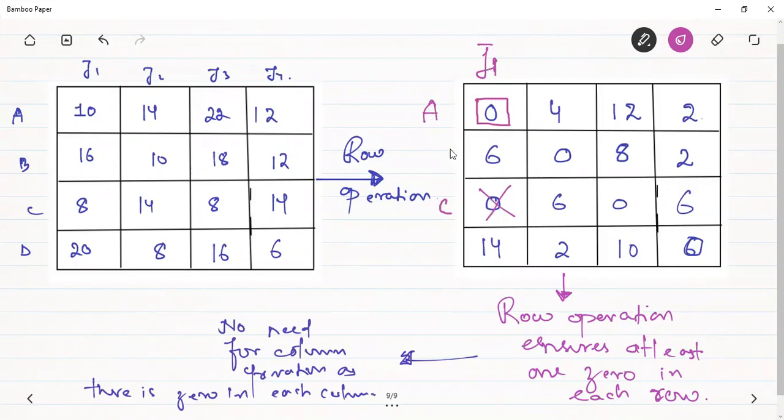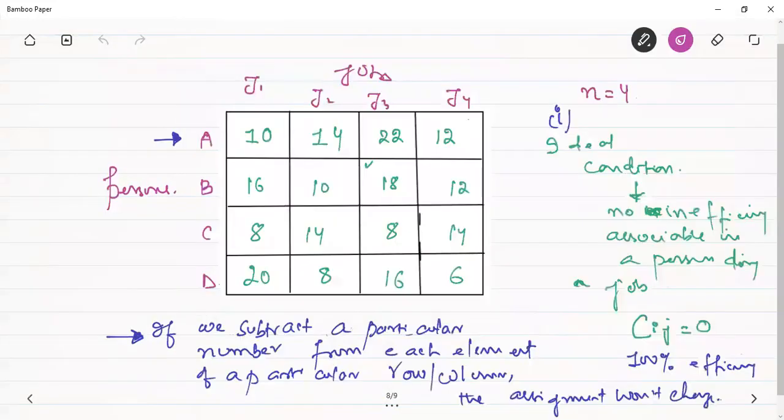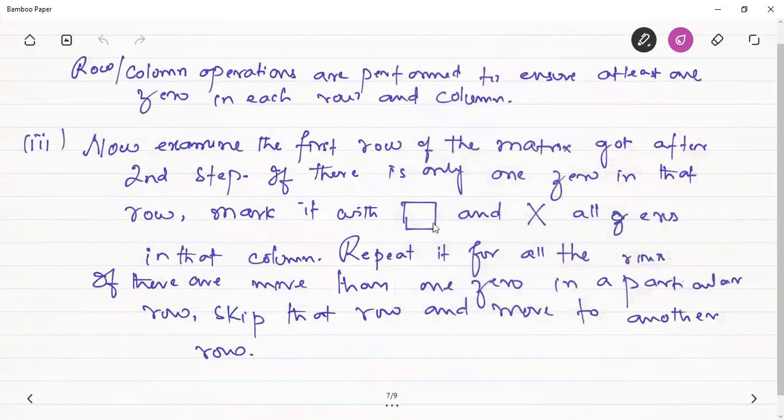ठीक है, उसके बाद क्या है, we have to repeat this for all these rows. Once we have assigned the first row, now coming on to the second row, see if there is only one zero. ठीक है, अभी आप देखो, I will show you the step again. If there is only one zero in that row, mark it with a square and cross all the zeros in that column. Repeat it for all the rows. But if there are more than one zeros in a particular row, skip that for the time being and move to another row.